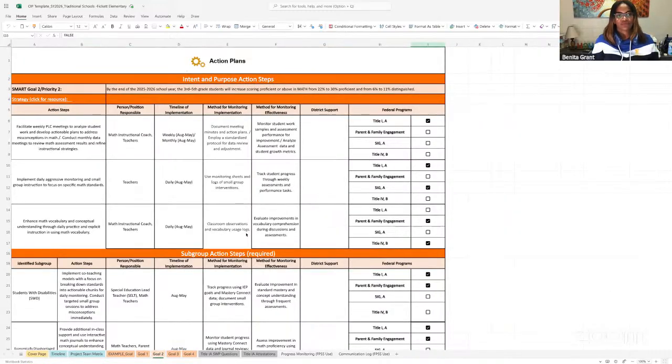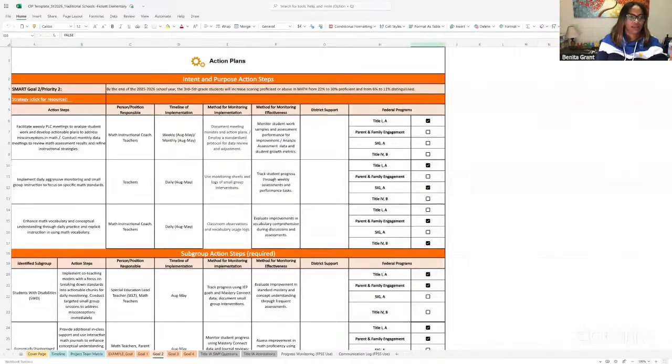Goal number 2, I'm going to change to that. This is our math goal. The goal is by the end of the 2025-26 school year, the 3rd through 5th grade students will increase scoring proficient or above in math from 22% to 30% proficient and 6% to 11% distinguished. And again, just like I went over before, the action steps, these are the things that we're doing on the left-hand side to help us reach our goal.